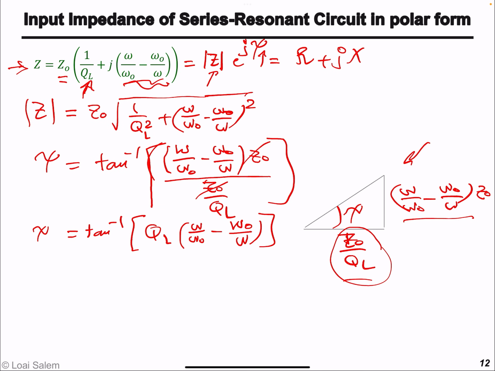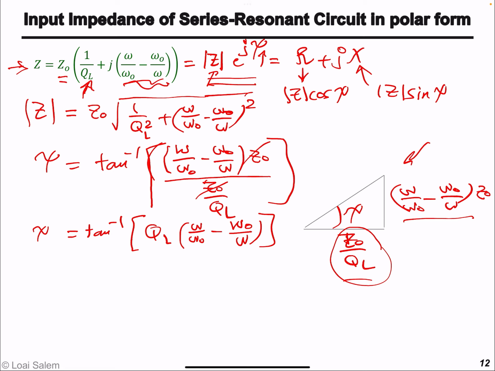Okay. Now, to convert from polar to Cartesian, the real part will be equal to the magnitude of Z times cosine psi, and the imaginary part will be the magnitude multiplied by sine psi.